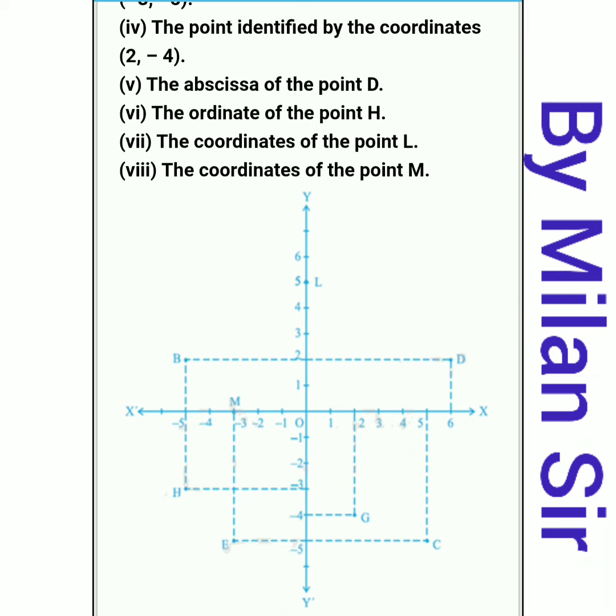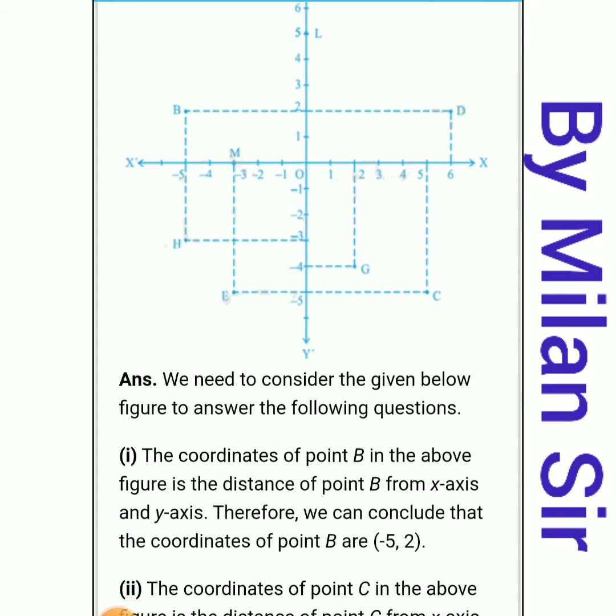Then the abscissa of the point D. Point D is present here. Abscissa means x coordinate. So just see the position on the x-axis, it is 6. So the abscissa of the point D is 6. Very easy. Point D is here. Abscissa means we need to see on the x-axis. We have the answer 6. So the answer of this question is 6.